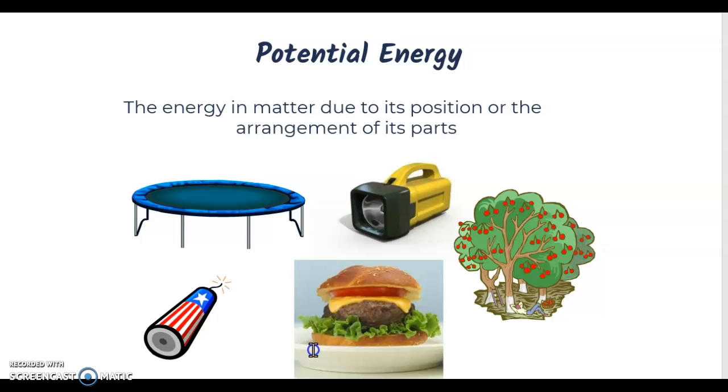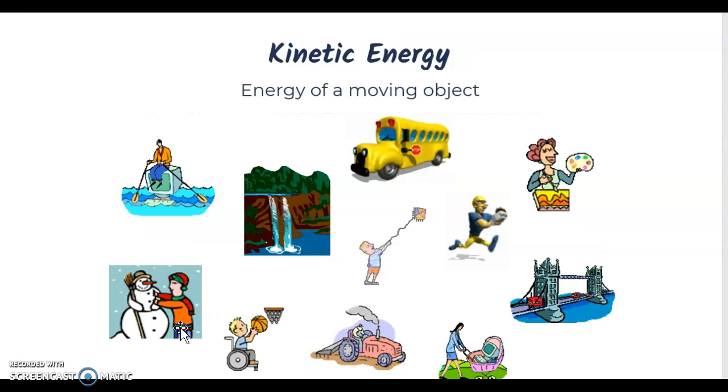So what are examples of potential energy? The energy in matter due to its position or the arrangement of its parts. So this has potential energy. The apple here, is this an apple or a cherry? It has potential energy. The food in here is potential energy, and even this has potential energy. When we say kinetic energy, that is the energy of a moving object. So anything that you see moving has kinetic energy. And these are examples of those.